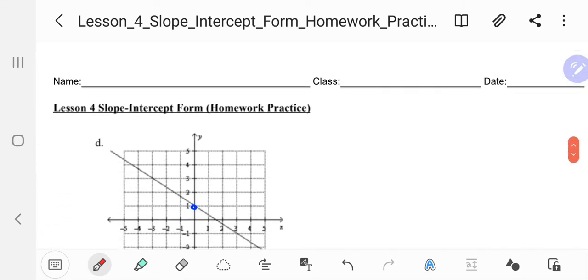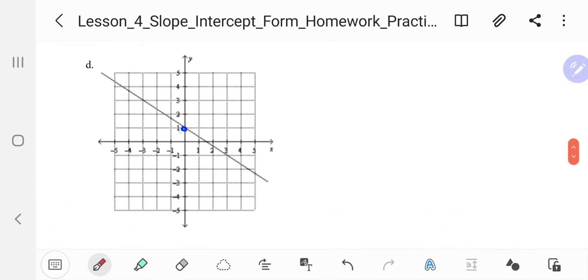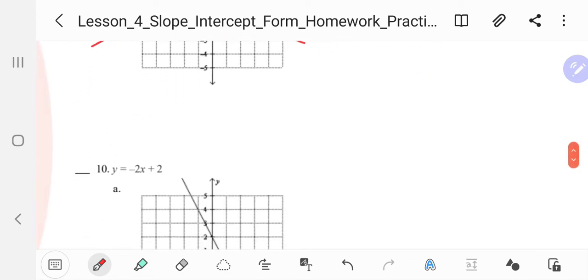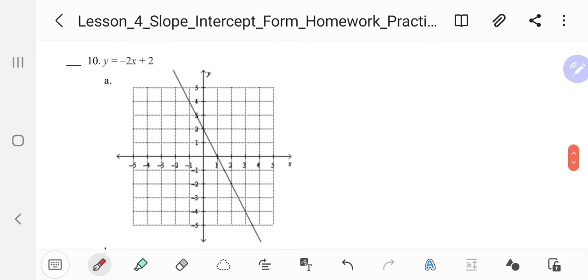If we look over here, what's wrong with this one? Well, it looks like we have to drop 2 and run 3. So that would be a -2/3 slope, right? That would be our equation for that one. But obviously it's a negative slope, so that can't be the answer. We're getting to the end. I think this might be our last one.